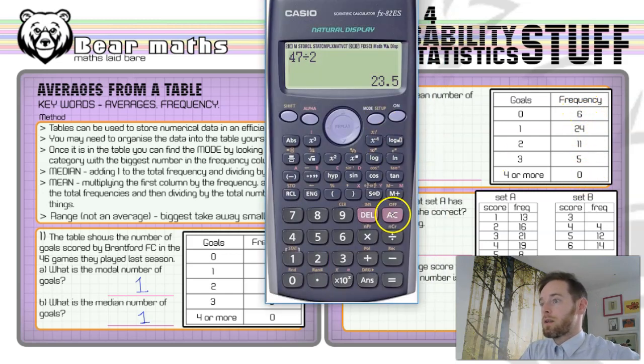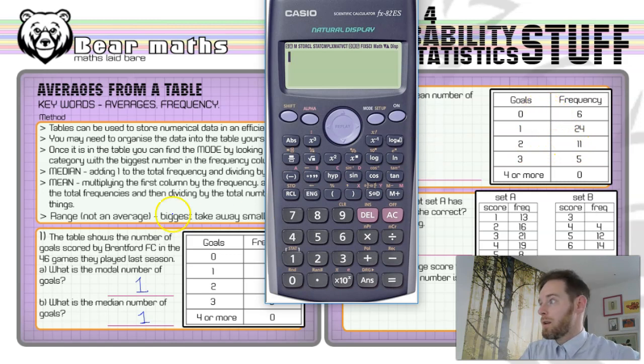I hope it does anyway, because I did write these numbers in myself, and I'm not sure if I checked it. So I'm just going to check that those numbers in the frequency column add up to 46, and they do. Good. So we know that all of those add up to 46. We know that in 24 games they scored 1 goal. So overall that's 24 goals so far, isn't it? But in 11 games they scored 2 goals. So how many goals is that going to be in total? Well, that's going to be 22 goals.